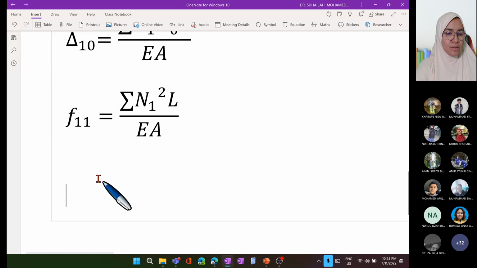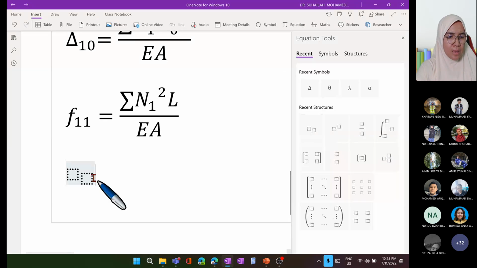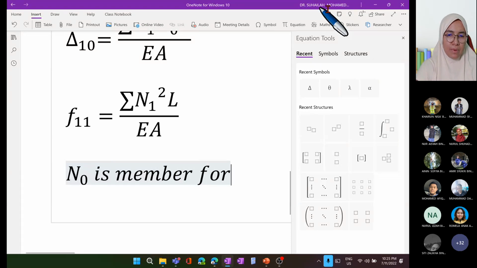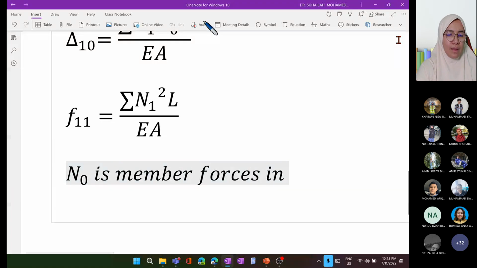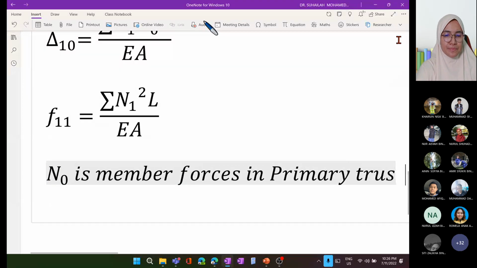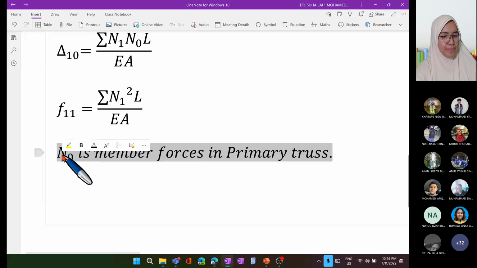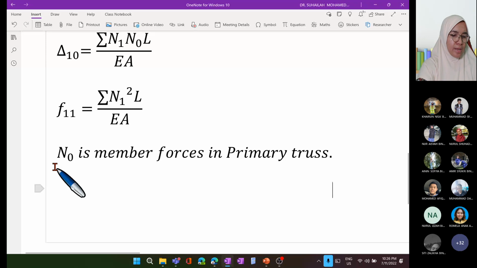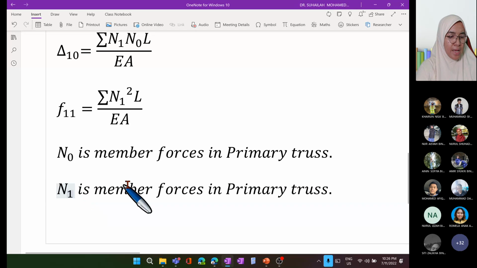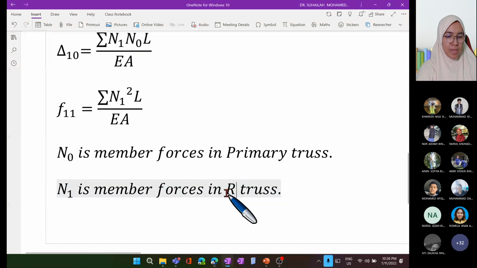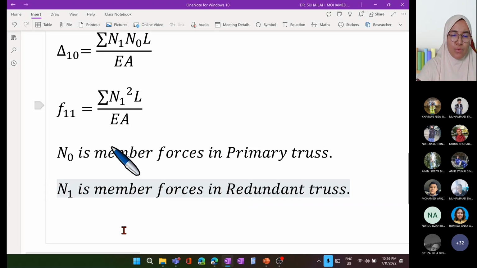So what are N1 and N naught? Start with N naught first. N naught is the member forces in the primary truss. And N1 is the member forces in the redundant truss. So we have two: N naught and N1.